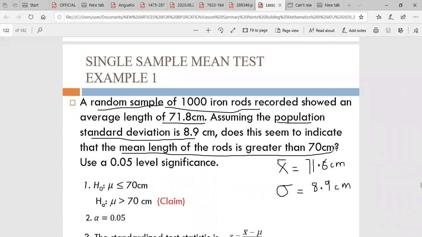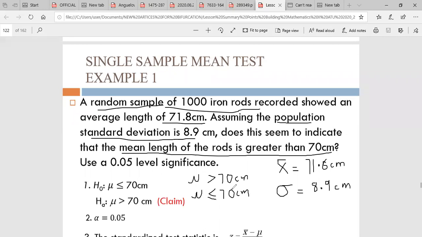Now, like we said, the first step is to state your claim. So in the statement of your claim, what you do is you write the statement in a mathematical form. Now you are being asked, is it true that the mean is greater than 70 centimeters? Okay, that is a claim. Then you write the opposite of this claim. That will be: mean is not greater than. Not greater than means it's either less than or equal to 70 centimeters. Okay, when it's equal to, it is not greater than it. So these are the two statements you can have.